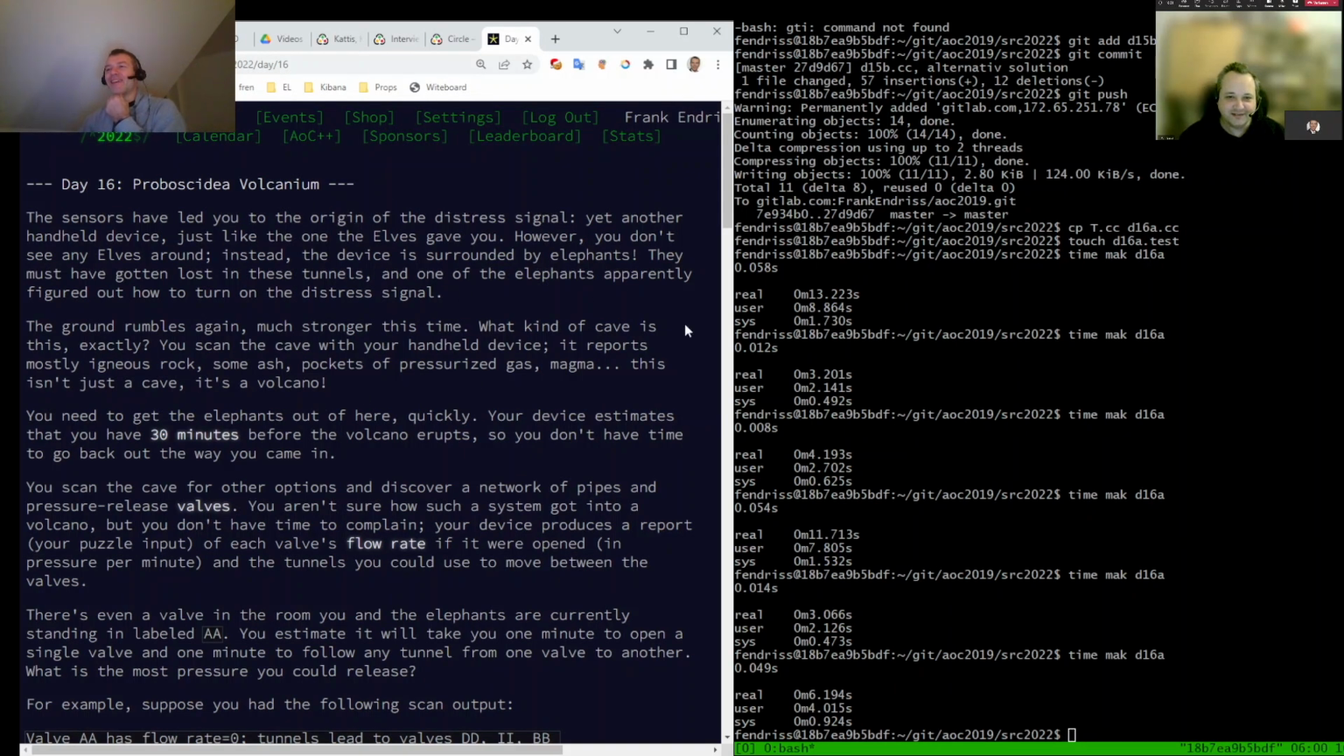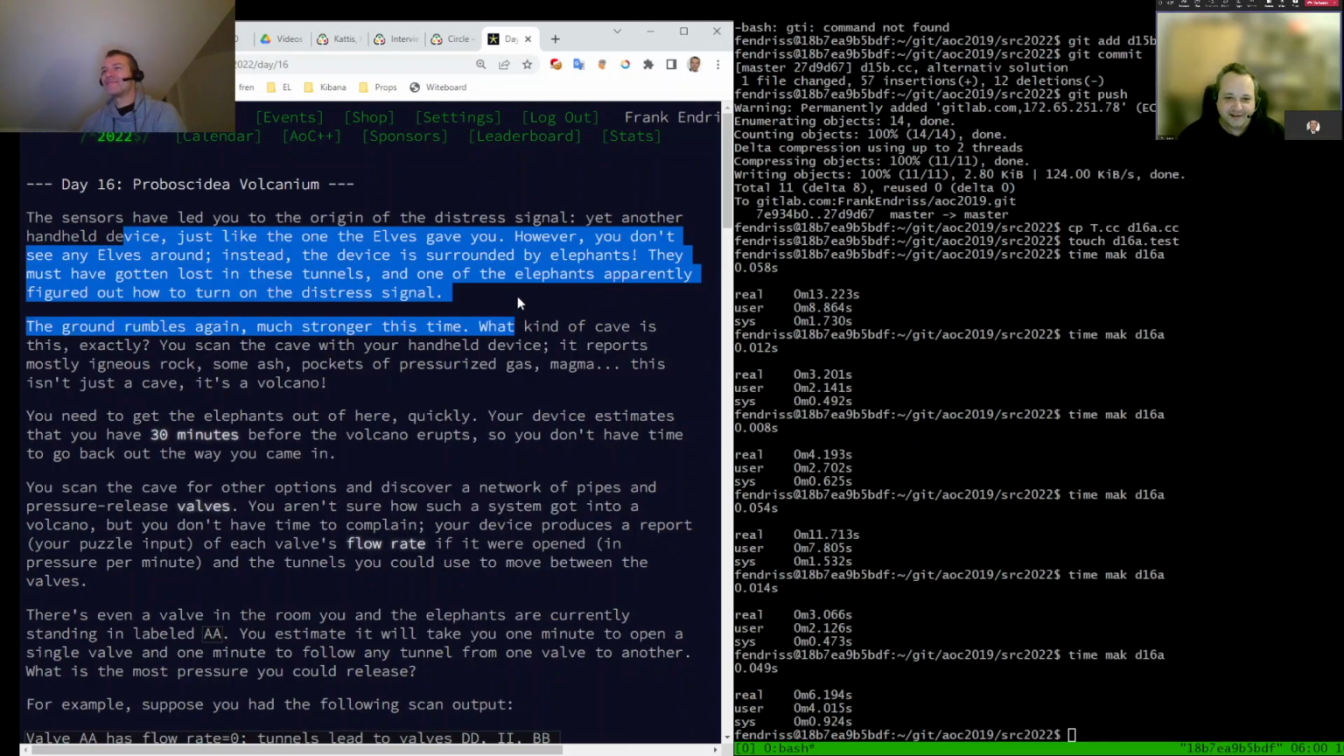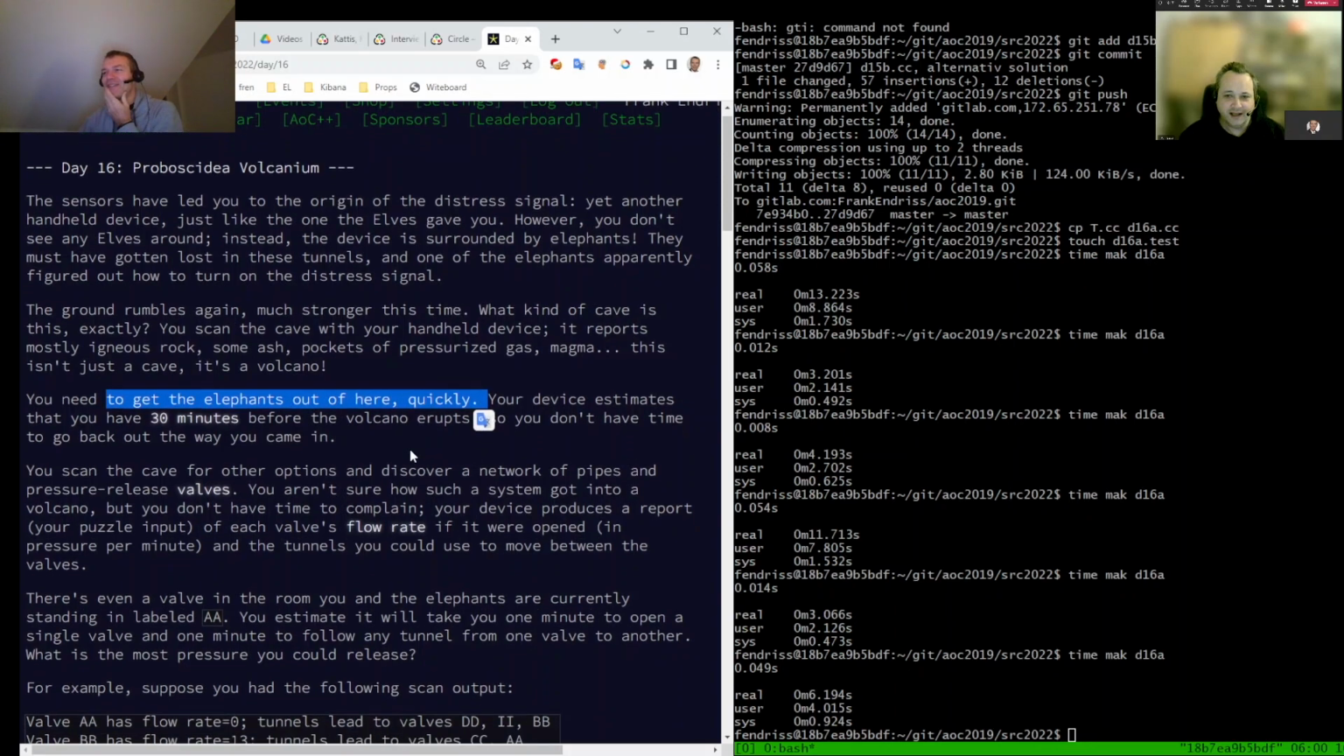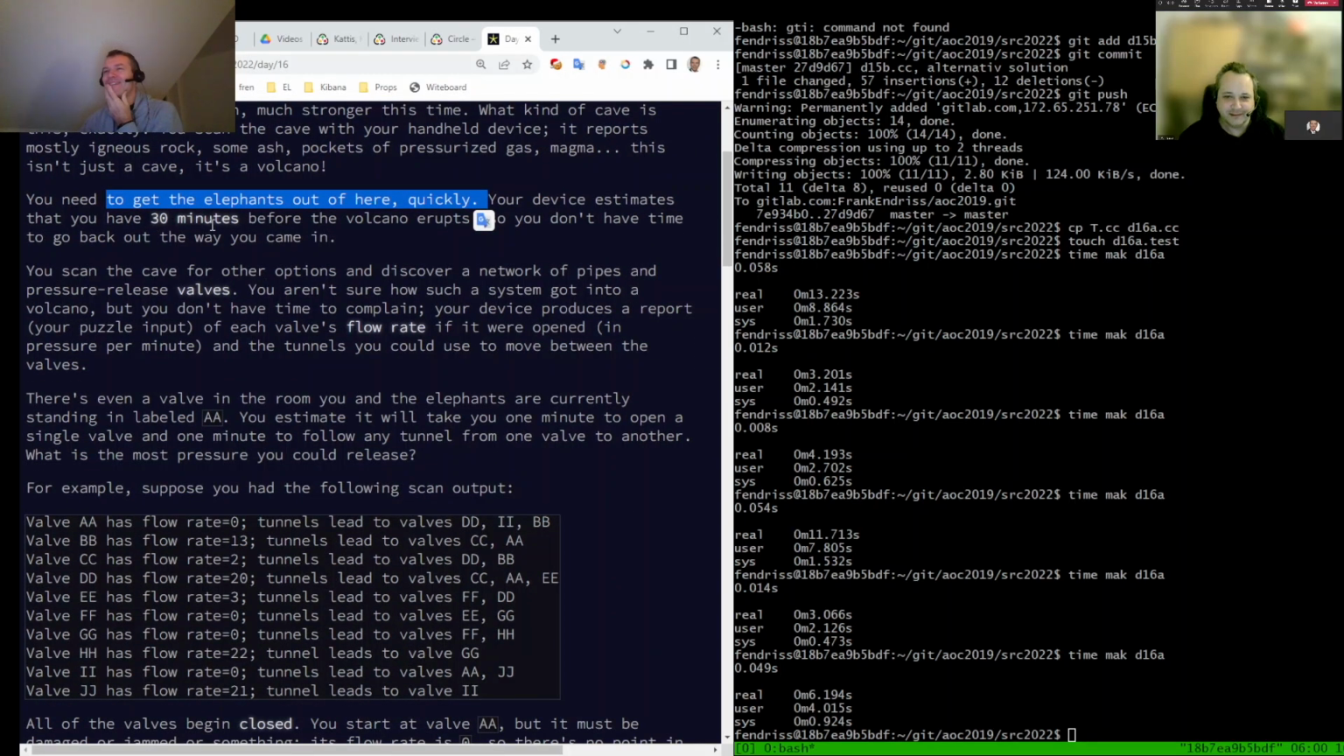Proboscidea volcanium, whatever this is, does have to do something with a volcano. That's for sure. So, caves and signals. Some elephants. Defense. 30 minutes before the volcano erupts. Scan the cave, okay.